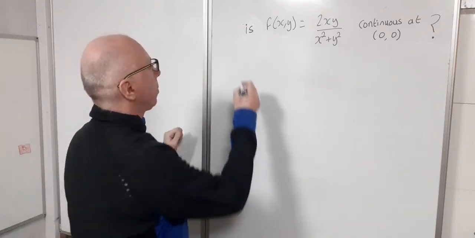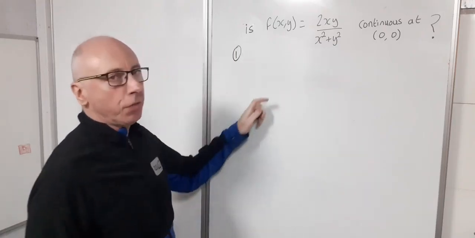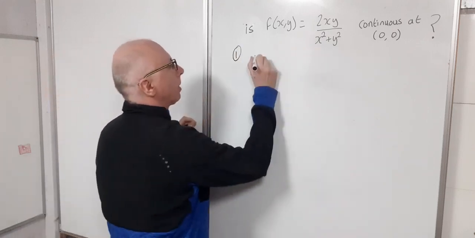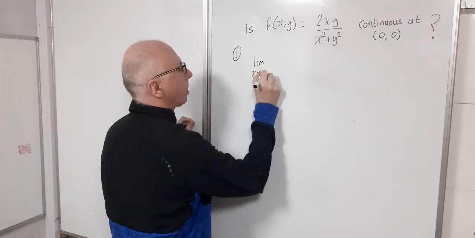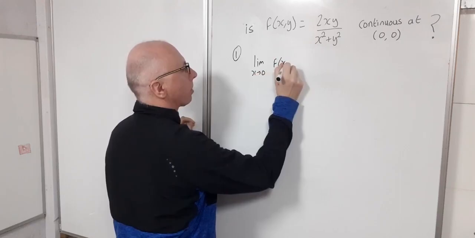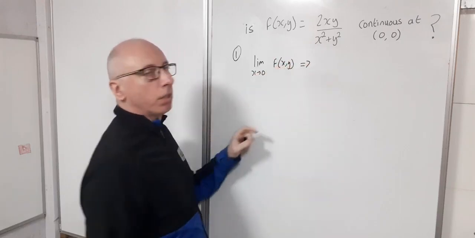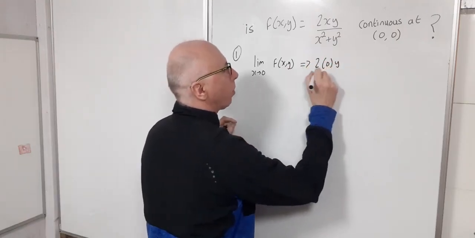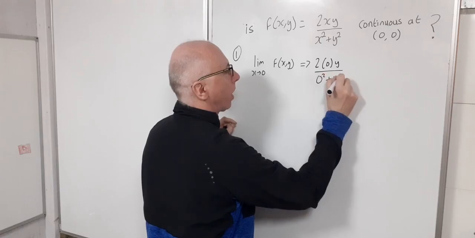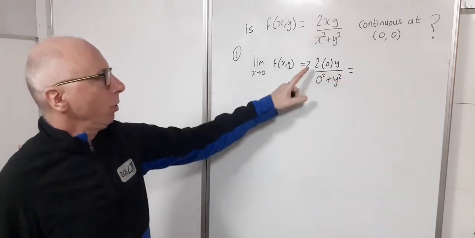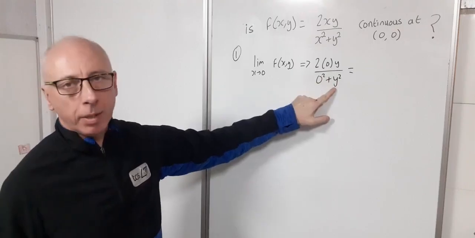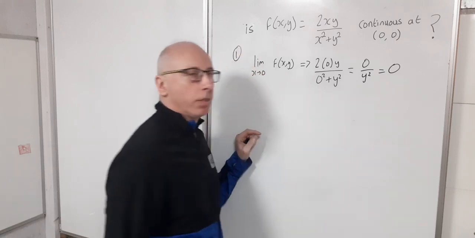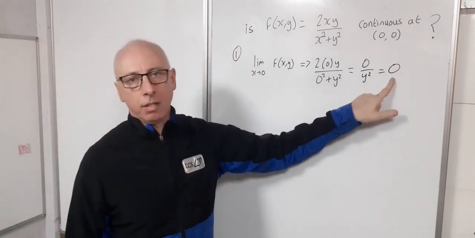So first of all, let's use the limit method. First, I'm going to find the limit of this function here as x approaches 0. So the limit as x approaches 0 of f of x, y becomes, to plug in a 0 where I see an x, 2 times 0 times y over 0 squared plus y squared. Now the numerator is just going to be 0 and the denominator y squared. So then that just becomes 0. So the limit as x approaches 0 is 0.